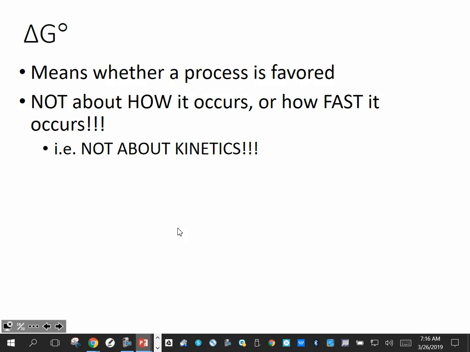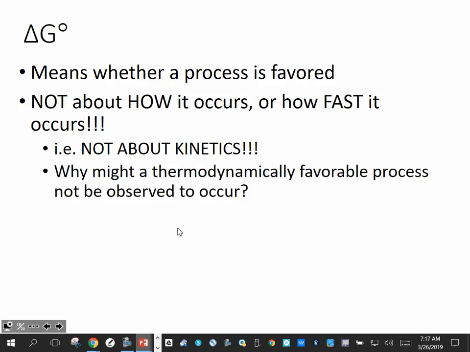The Grand Canyon forming is a thermodynamically favorable process. Did it occur quickly? No, it did not. So we have to separate this idea of a reaction occurring on its own from a reaction occurring quickly. They are not identical. They are, in fact, in no way related to one another. Not at all. So this is a question that the AP actually likes to ask.